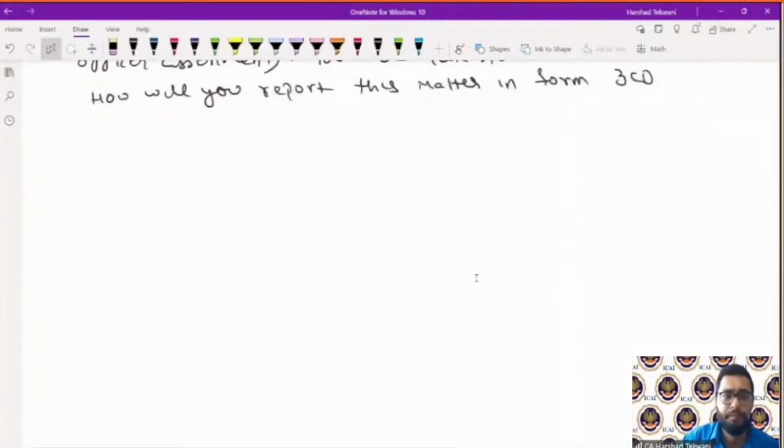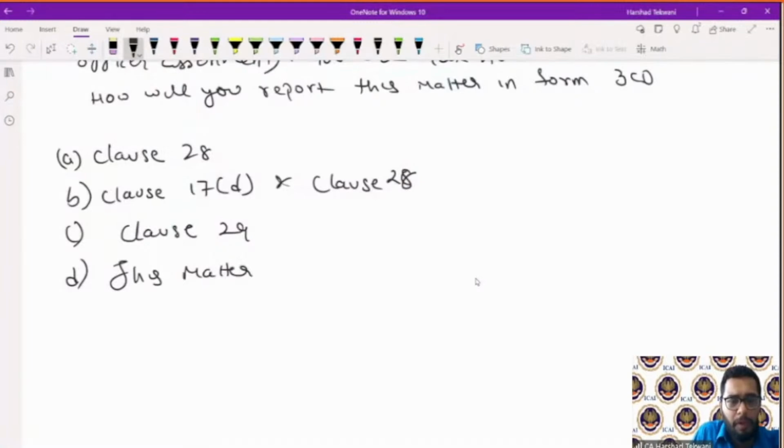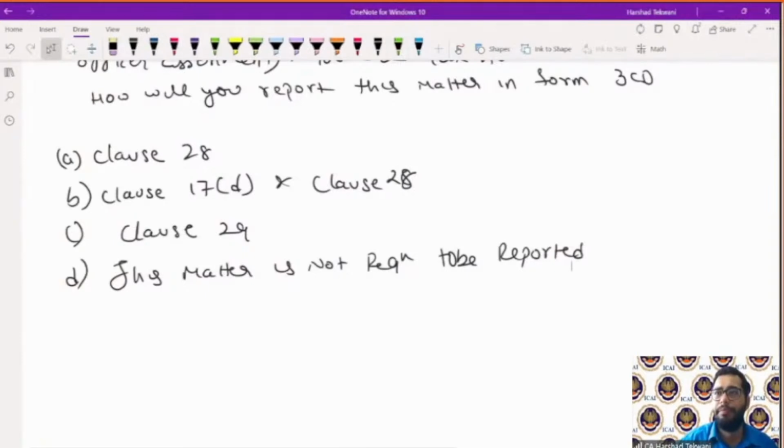I'll give you options also. A, let's say clause 28. B, clause 70D, and clause 28. C, clause 29. D, this matter is not required to be reported. What is the correct option? I already received the correct answer, but again, I'm still waiting for you guys. What will be the correct option over here?